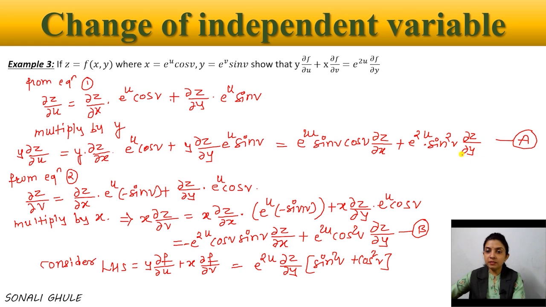Right? We are adding these two equations. And here, what is the value of cos²θ plus sin²θ? It is one, a fundamental result. So I can write here only e to the power 2u ∂z/∂y. That is, we can write, hence proved. That is our required proof for the example. So I hope you understood the example that we have taken today.